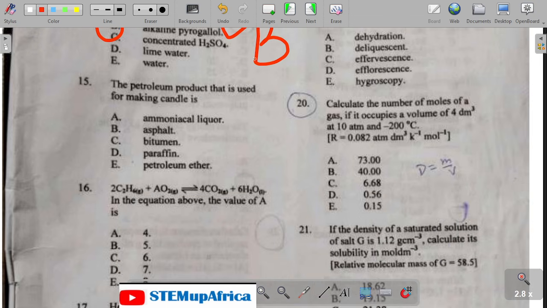Number 15 says which petroleum product is used for making candle wax? Ammoniacal liquor, no. Asphalt, no. Bitumen, no. It is paraffin. The answer is D.